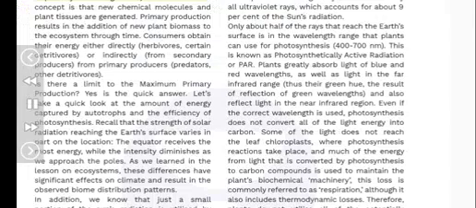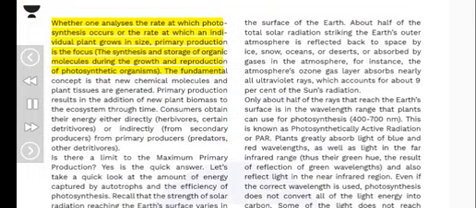Primary production is not simply the rate at which photosynthesis occurs or the rate at which an individual plant grows in size. Primary production is the focus: the synthesis and storage of organic molecules during the growth and reproduction of photosynthetic organisms. The fundamental concept is that new chemical molecules and plant tissues are generated. Primary production results in the addition of new plant biomass to the ecosystem through time. Consumers obtain their energy either directly from primary producers, as herbivores and certain detritivores do, or indirectly, as secondary consumers, predators, and other detritivores do.